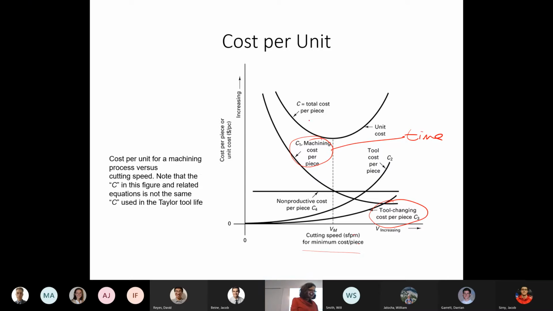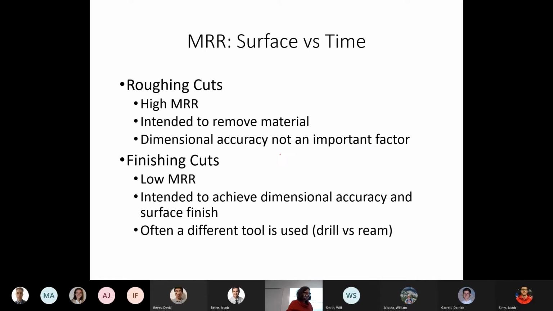If we are at a lower speed, then tool life is higher, but our time is also higher. If we go to the other side of that minimum, then our tool life starts to go down and the tool costs go up. So again, we always want to have some of these costs in mind. And then we will talk about a couple scenarios going forward.